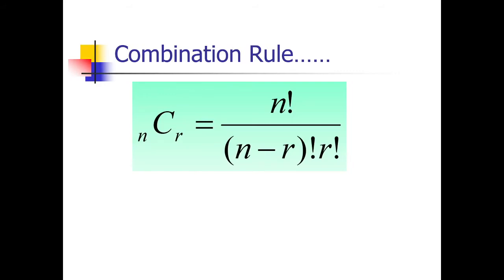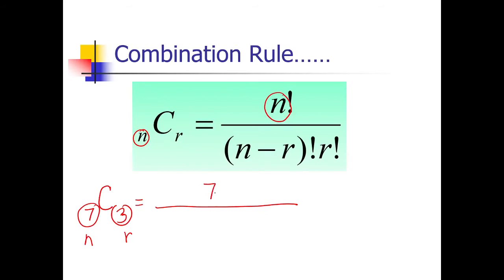So if I have an example, sir, how do you solve the combination of 7 taken 3 at a time? So what is n equal to? n is equal to 7. This is our n. This is our r. You simply substitute that to your formula. So this becomes 7 factorial all over n minus r, that's 7 minus 3 factorial, times r, which is 3 factorial.